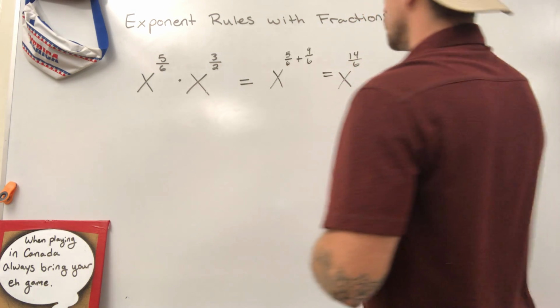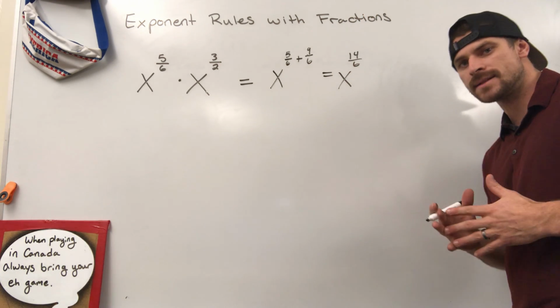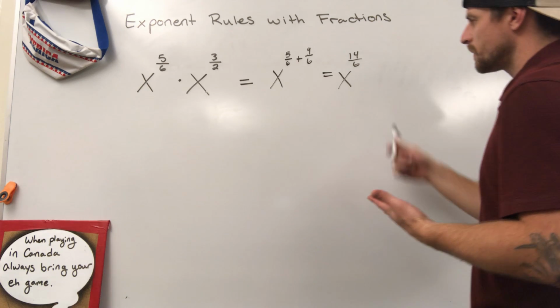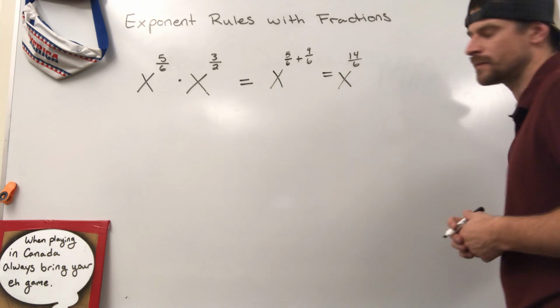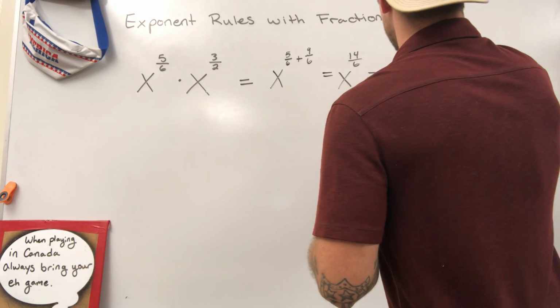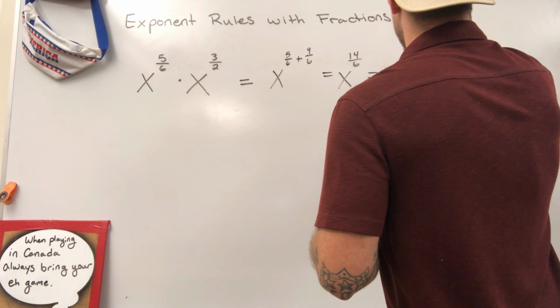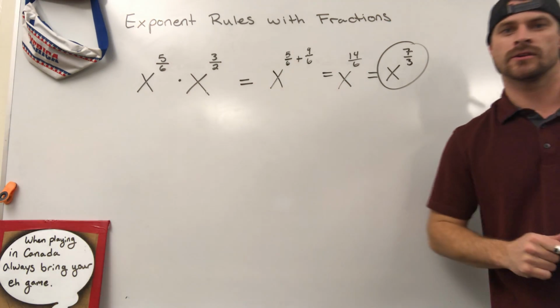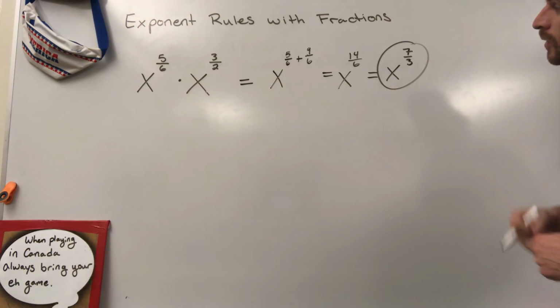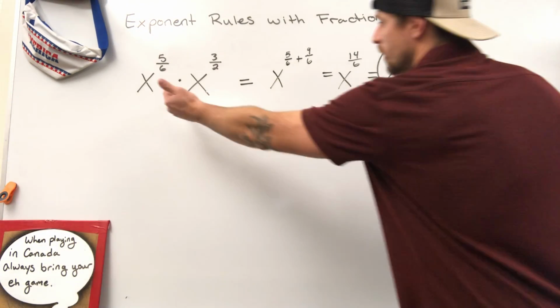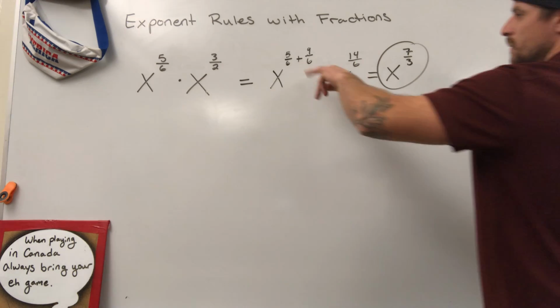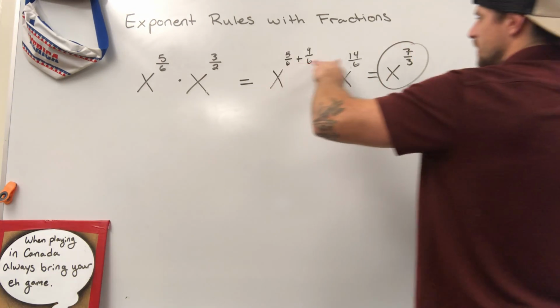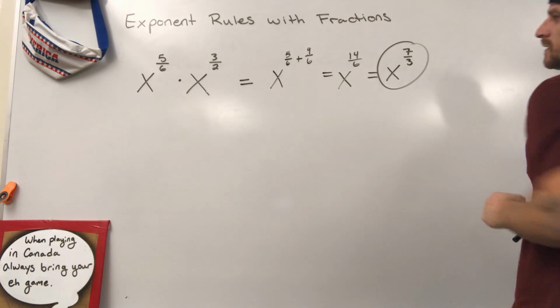14/6. So I could stop right there, but as an Algebra 2 student, I'm going to notice 14 and 6 can be simplified down to 7/3. Stellar, solid answer. That's what we're looking for right there, students. So hopefully this makes sense to you. You can follow these steps. Remember, you just got to get a common denominator, combine them, and then simplify if you need to.